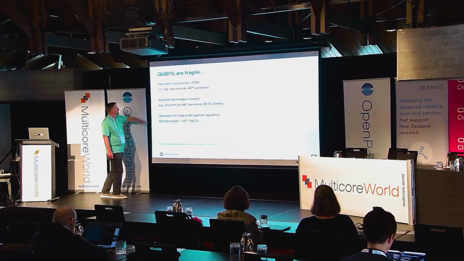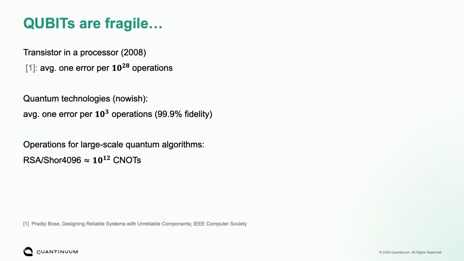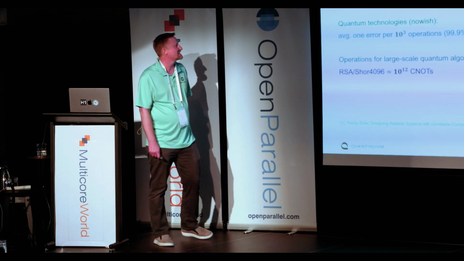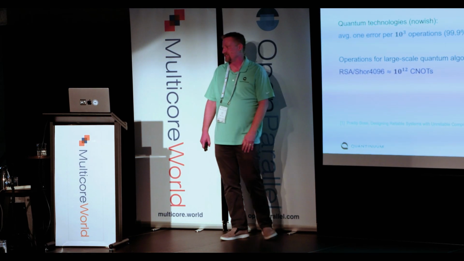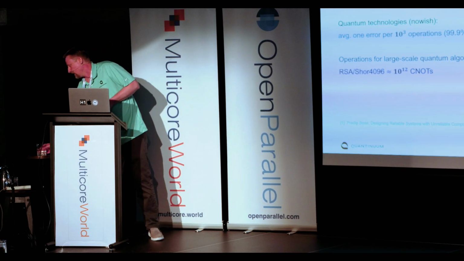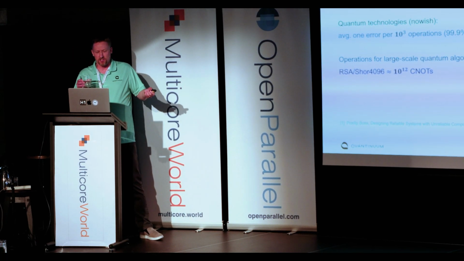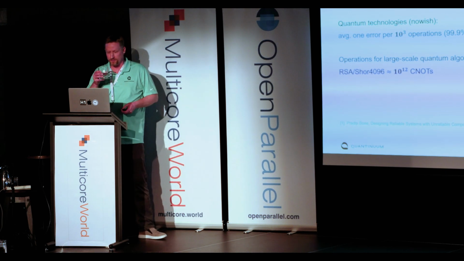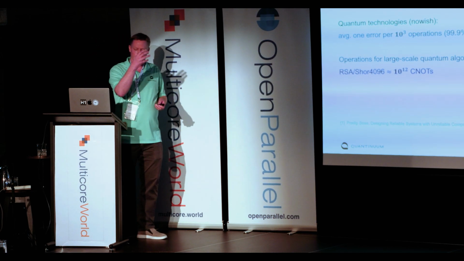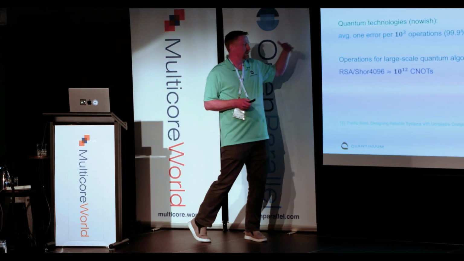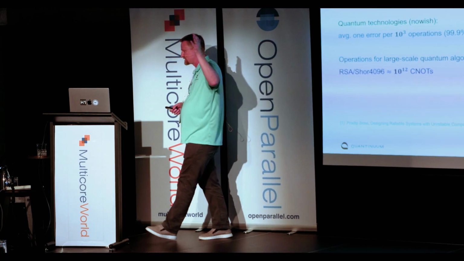So compared to classical computing, this is some 2008 IEEE paper. I love this title, Designing Reliable Systems with Unreliable Components. And I see 10 to the 28 operations per one error, and I'm like, that's unreliable. I'm pretty jealous. Because with quantum technologies, the current state of the art is more like one error every 10 to the 3 2-qubit gates. And so, for this RSA Shor 4096, you need maybe 10 to the 12 2-qubit gates. So then for some of these big applications, you really do need some sort of error correction or very, very strong error mitigation.